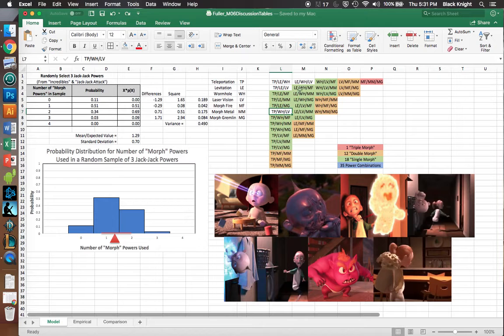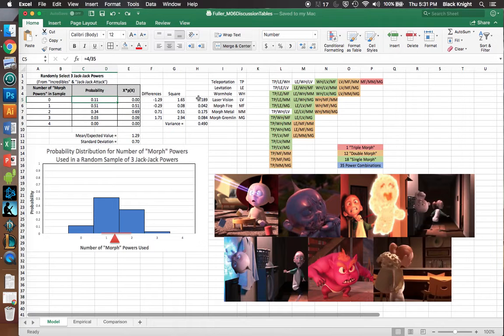As you guys can see, there are 4 possible combinations in which he does not use any morph powers. There are 18 single morph possibilities, and then 12 double morph, and only 1 triple morph. So there's 35 total power combinations that he could potentially use. And yeah, so I just jumped in with that.